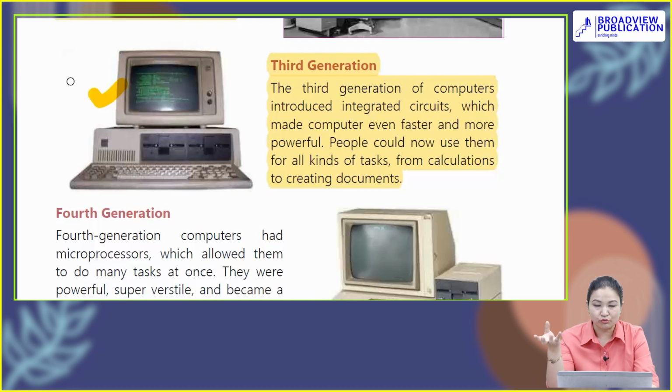First we used vacuum tubes, then we went to transistors, then we went to what? We went to integrated circuits. So these computers were faster than second generation computers.